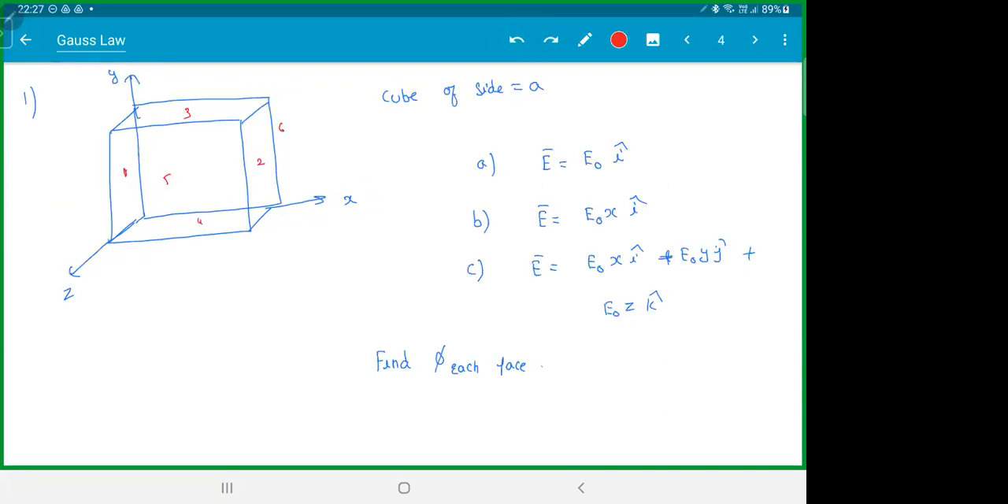Now, can you try B and C? Try. I'll give you 2 minutes. So you just need to find the area vector, field on the surface, and multiply, and done.